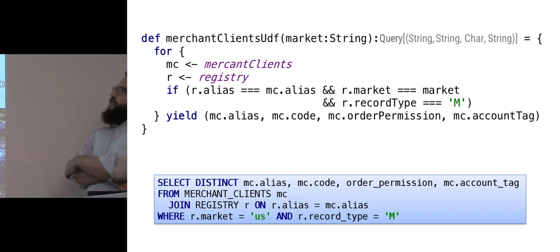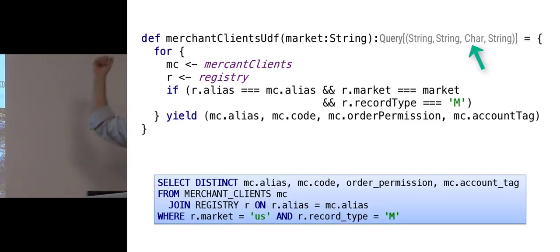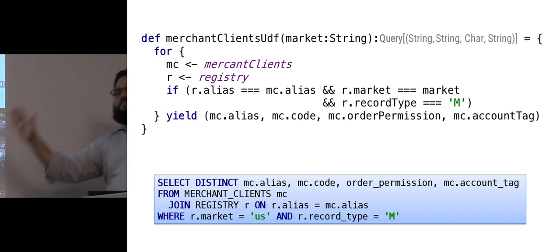Oh, and by the way, it returns a query of a tuple, that record that we saw back in the beginning. This guy up here, string, string, char, string, that is what this thing returns. String, string, char, string. Now, it's a little bit more complicated than that. I grayed it out because I am actually lying. It is more complicated than that. I will explain what I'm lying about a little later, but basically it is that.